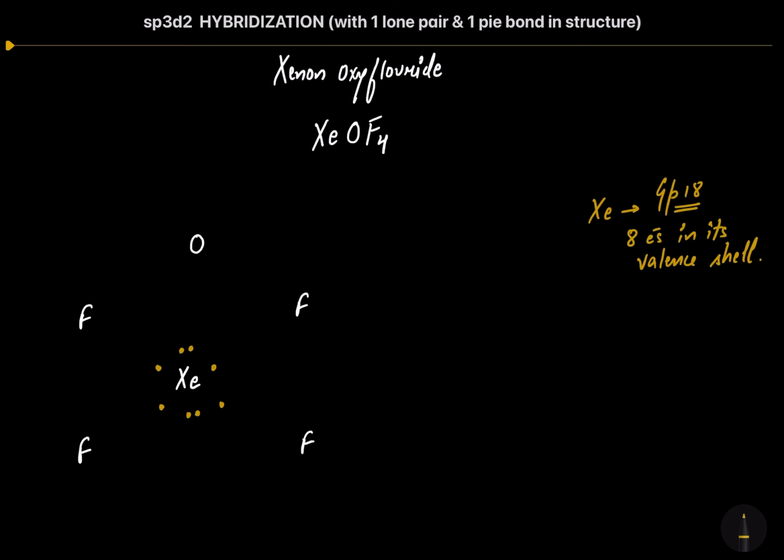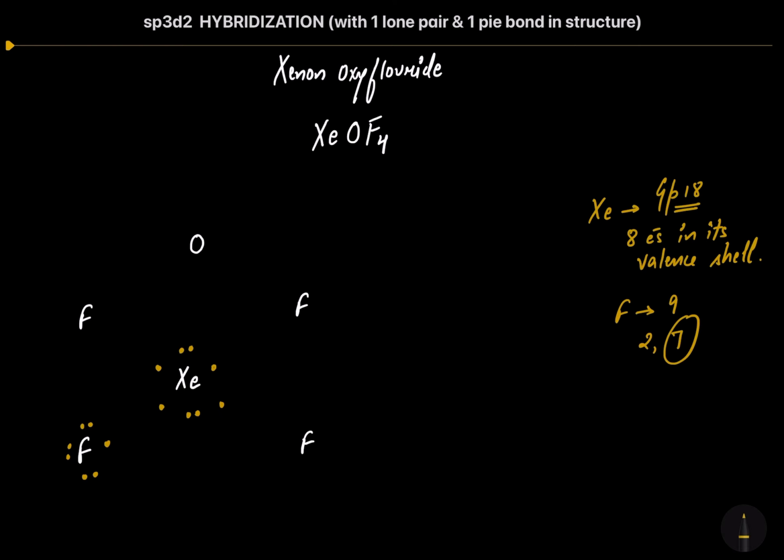Now let's talk about the fluorine. What's the atomic number of fluorine? That's 9. So the configuration will be 2, 7. That means fluorine has 7 electrons in its valence shell. So let's mark 7 electrons around all the fluorine atoms. I'm coming to the first fluorine, the first electron, second, third, fourth, fifth, sixth, and the seventh.